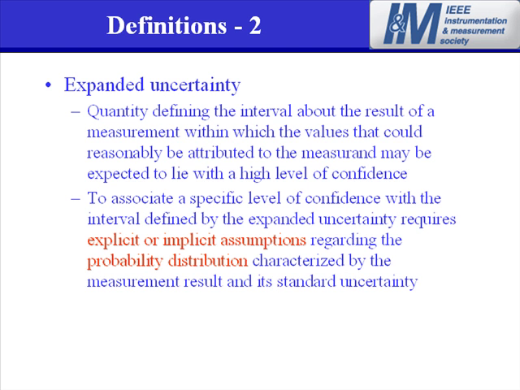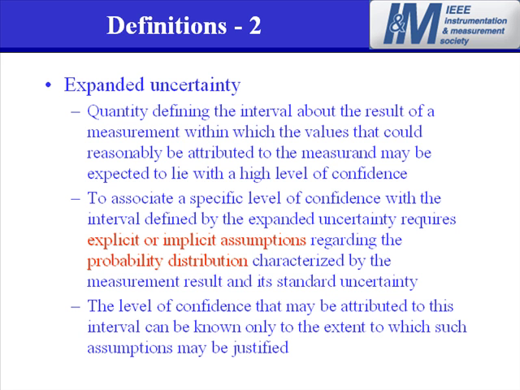In fact, to do so, implicit or explicit assumptions are needed about the probability distribution defined starting from the measurement result and its standard uncertainty. It is well known that we can attribute a specific level of confidence to an interval only if we can locate this interval inside a known probability distribution.